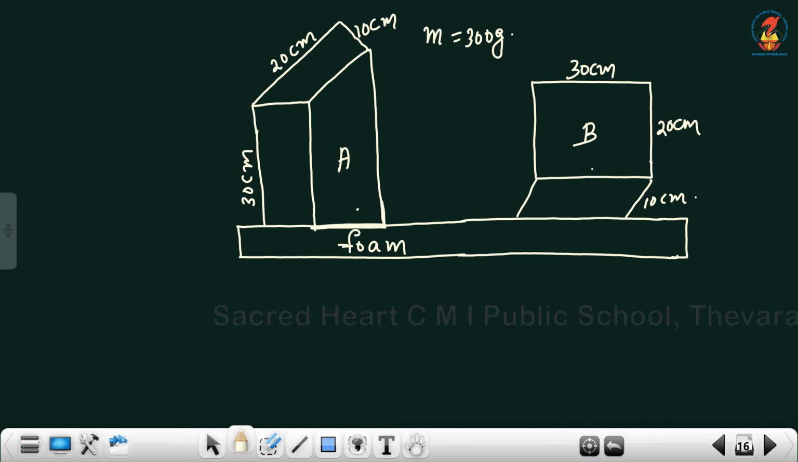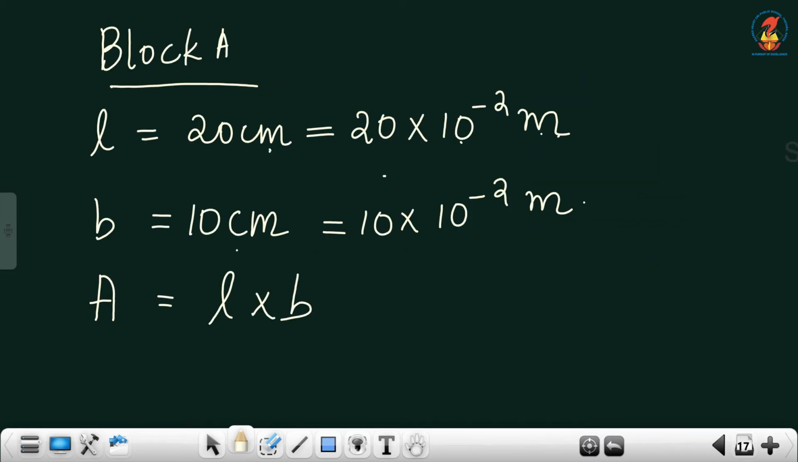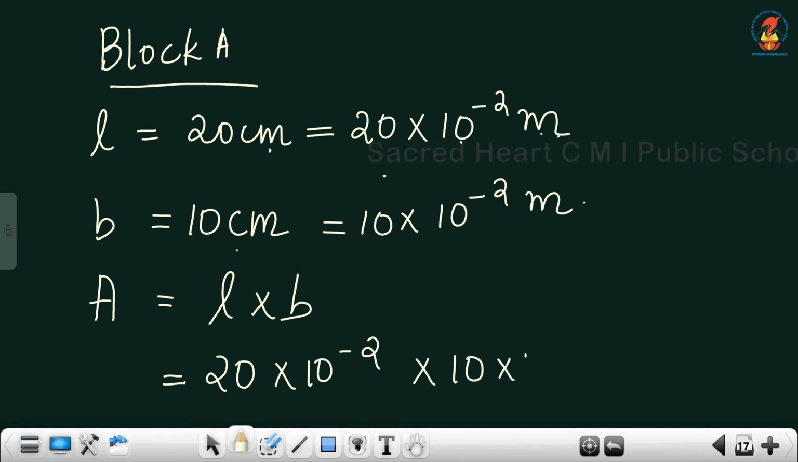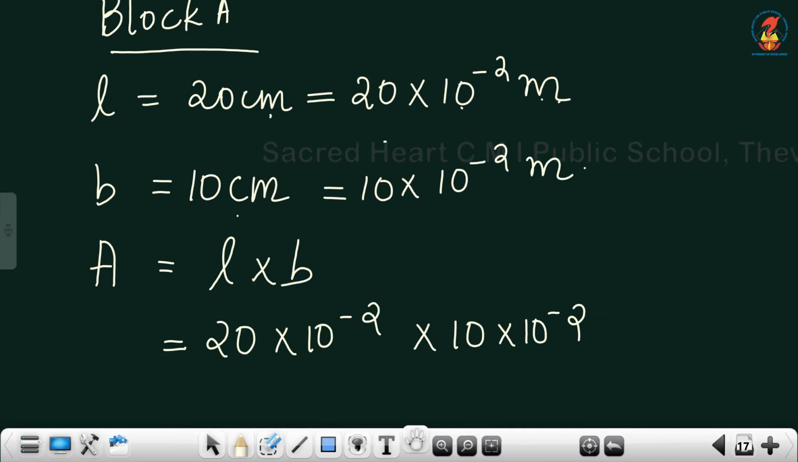So, this portion of the block is in contact, that is, the base portion is in contact. The dimension of the base portion is 20 and 10. The base portion is in contact with the foam. So, the dimension is 20 and 10, and we converted into meters. To find area, the formula is L into B, that is 20 into 10 raised to minus 2 into 10 into 10 raised to minus 2.